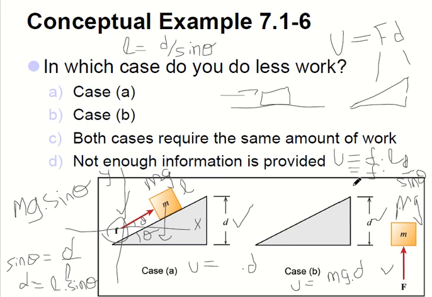Your F is, again, mg sine theta, times D by sine theta. So this sine theta is going to cancel. You get U is equal to mg times D. It's the same thing as this. So both cases require the same amount of work. Anyway, that's how we calculate.